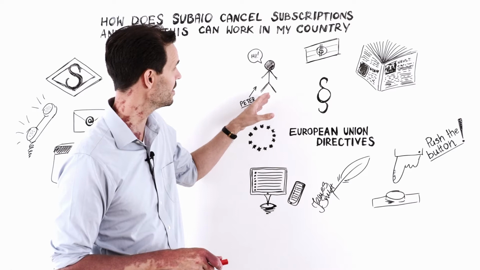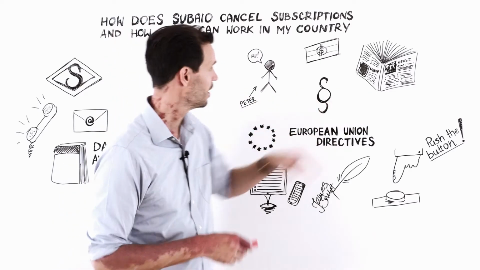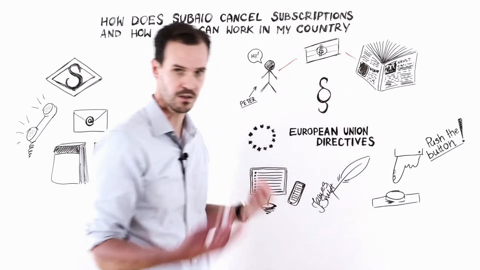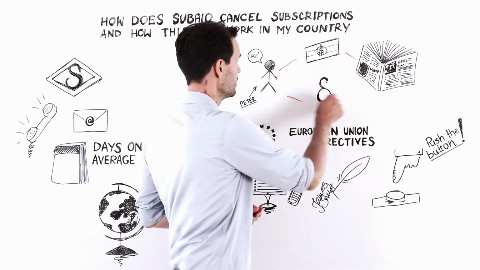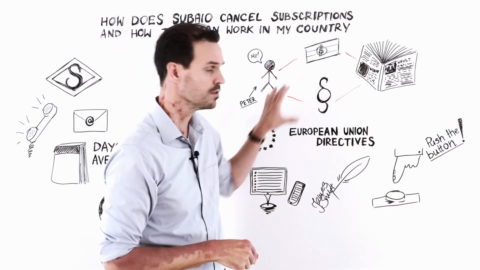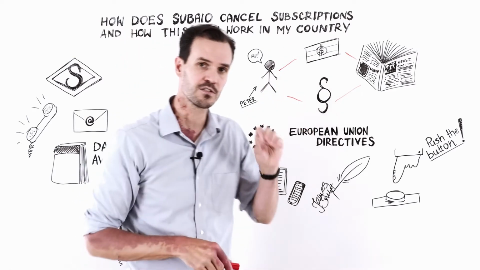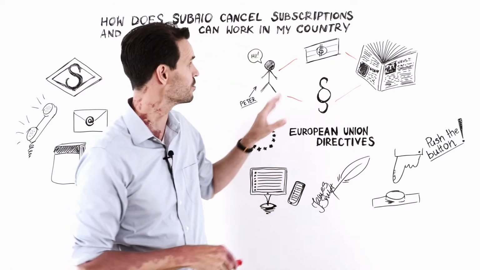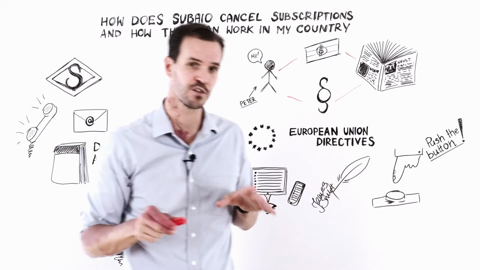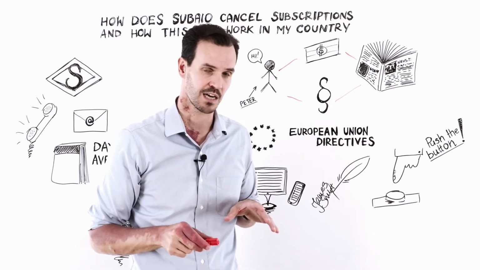Peter has a subscription to a newspaper, and to get that newspaper, he's of course paying on a regular basis, but he also has a contract with the newspaper as well. So there are these two streams, and if Peter is to get out of this subscription, he needs to cancel both the payment and also the contract. It's not enough just canceling the payment side of things.